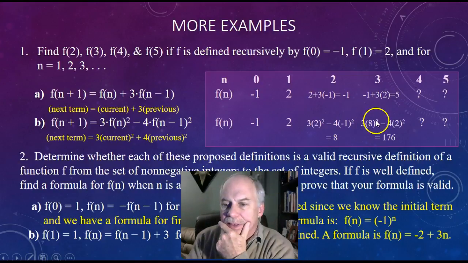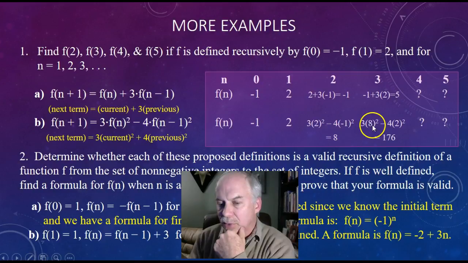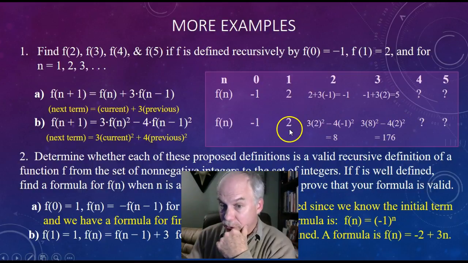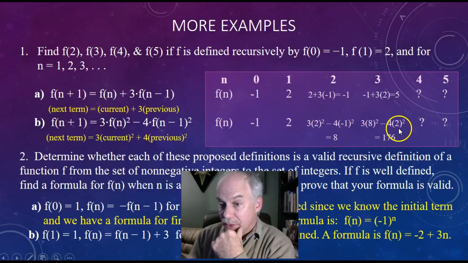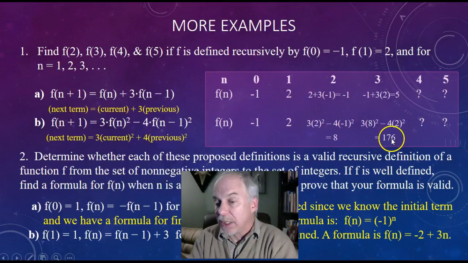All right, and then in the next example, we take the current term, which is 8, and go 8 squared and multiply by 3. 8 squared is 64. 64 times 3 is 192. And then minus 4 times the previous term, which is 2 squared. So 2 squared is 4, times 4 is 16. And you go 192 minus 16, and you get 176.